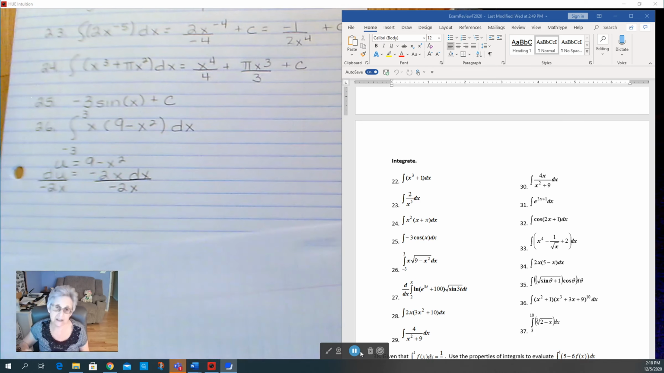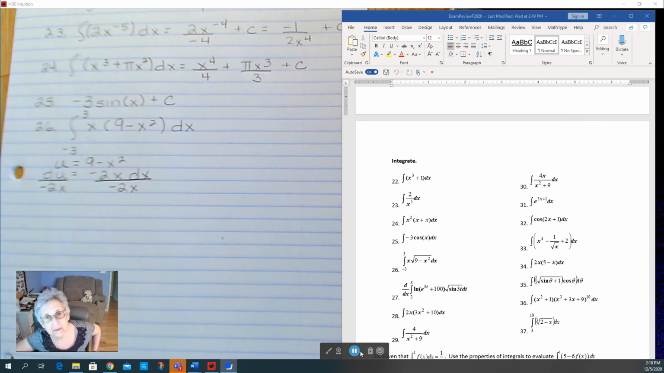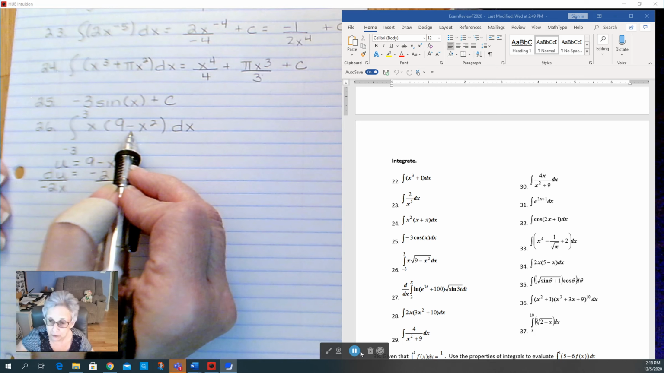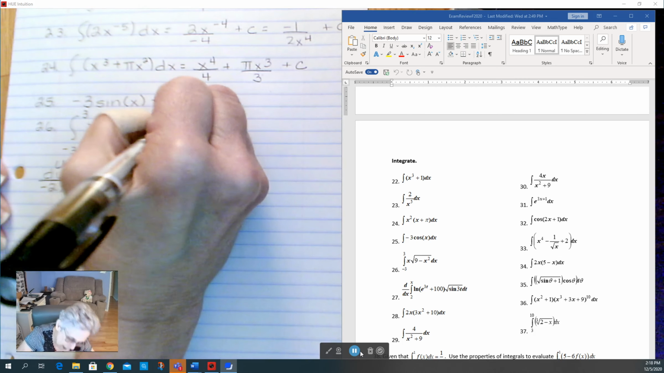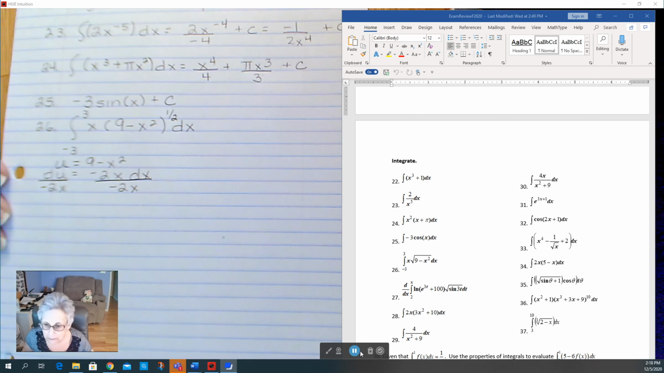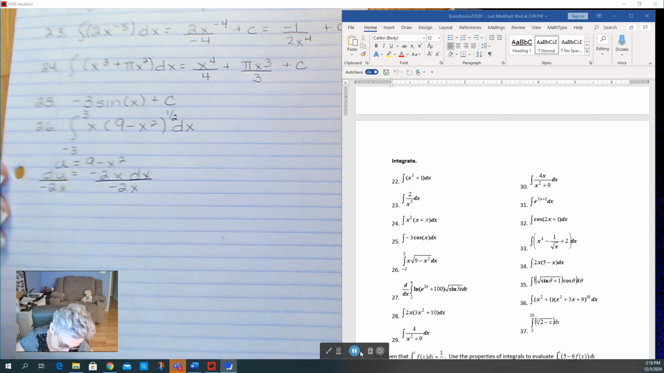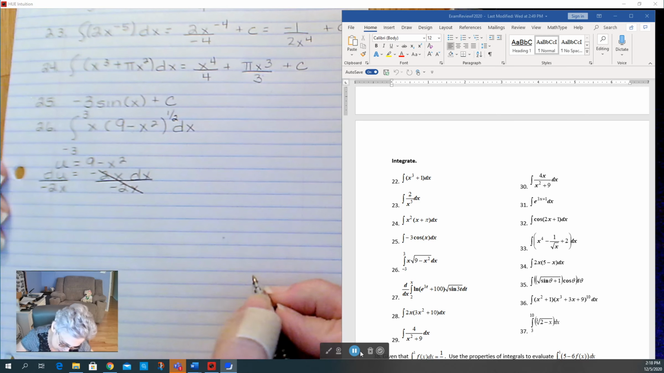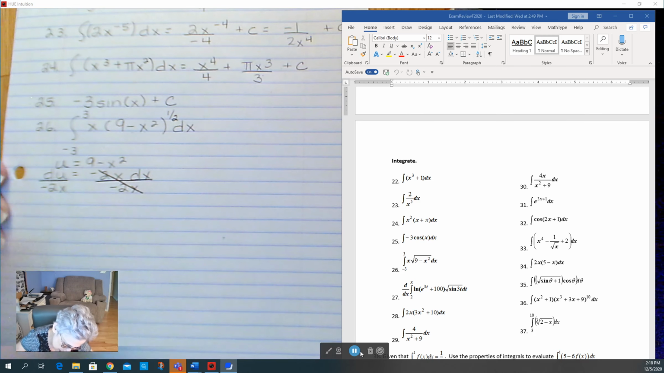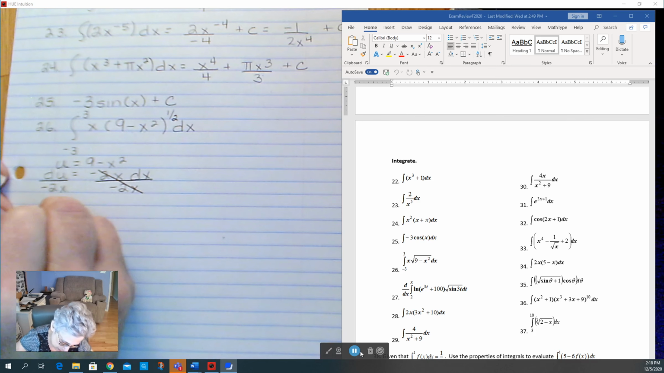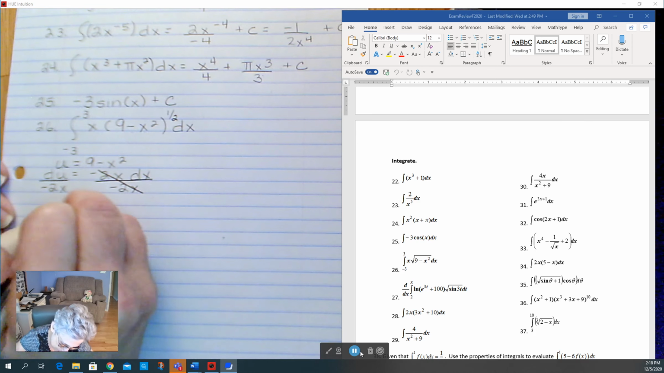Then I got to 26 and decided we would do this one together and review our U substitution for a definite integral. So far I have chosen my U, and I left off my 1/2 power there. There it is. So my U is equal to the inside function, 9 minus x squared. Du is the derivative of that times dx. So now I'm going to update my limits of integration because I like to do that.